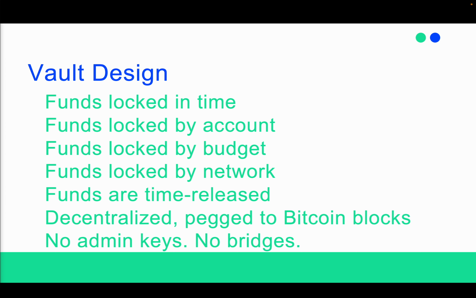Another nifty feature is that funds are locked by account. This could be the account of a network, or the account of a user. So if you get a payment as a user, only you can take the money out. If the network gets a payment, only the network can take it out, and this will be a smart contract. So everything goes to a specific lane.